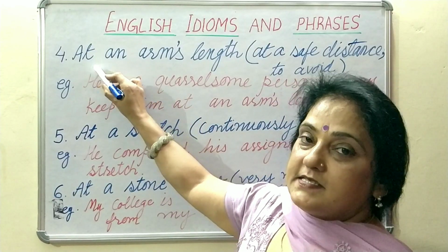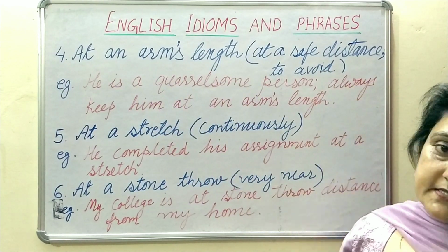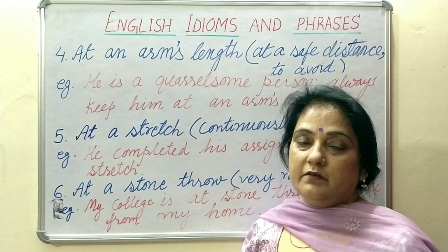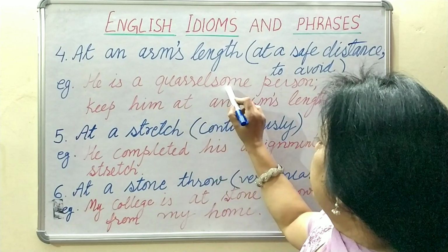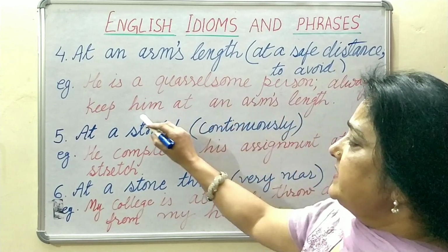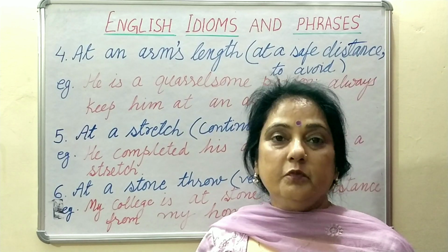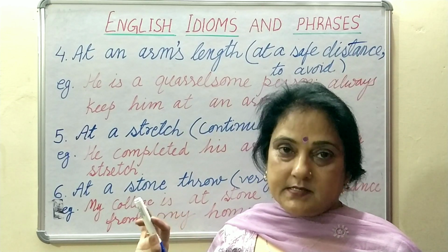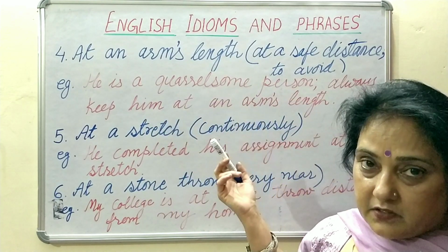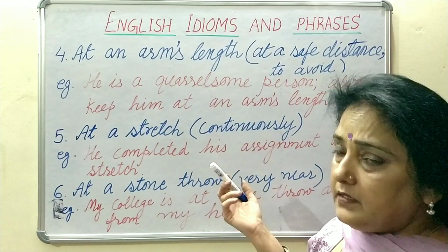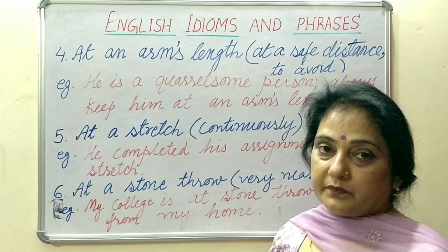The next is at an arm's length, which means at a safe distance, to avoid. For example, he is a quarrelsome person, always keep him at an arm's length. For a person whom you want to avoid, you can use this. That he is a quarrelsome person, or he is a cheat, or he is a fraud, or anything. So always keep him at an arm's length.